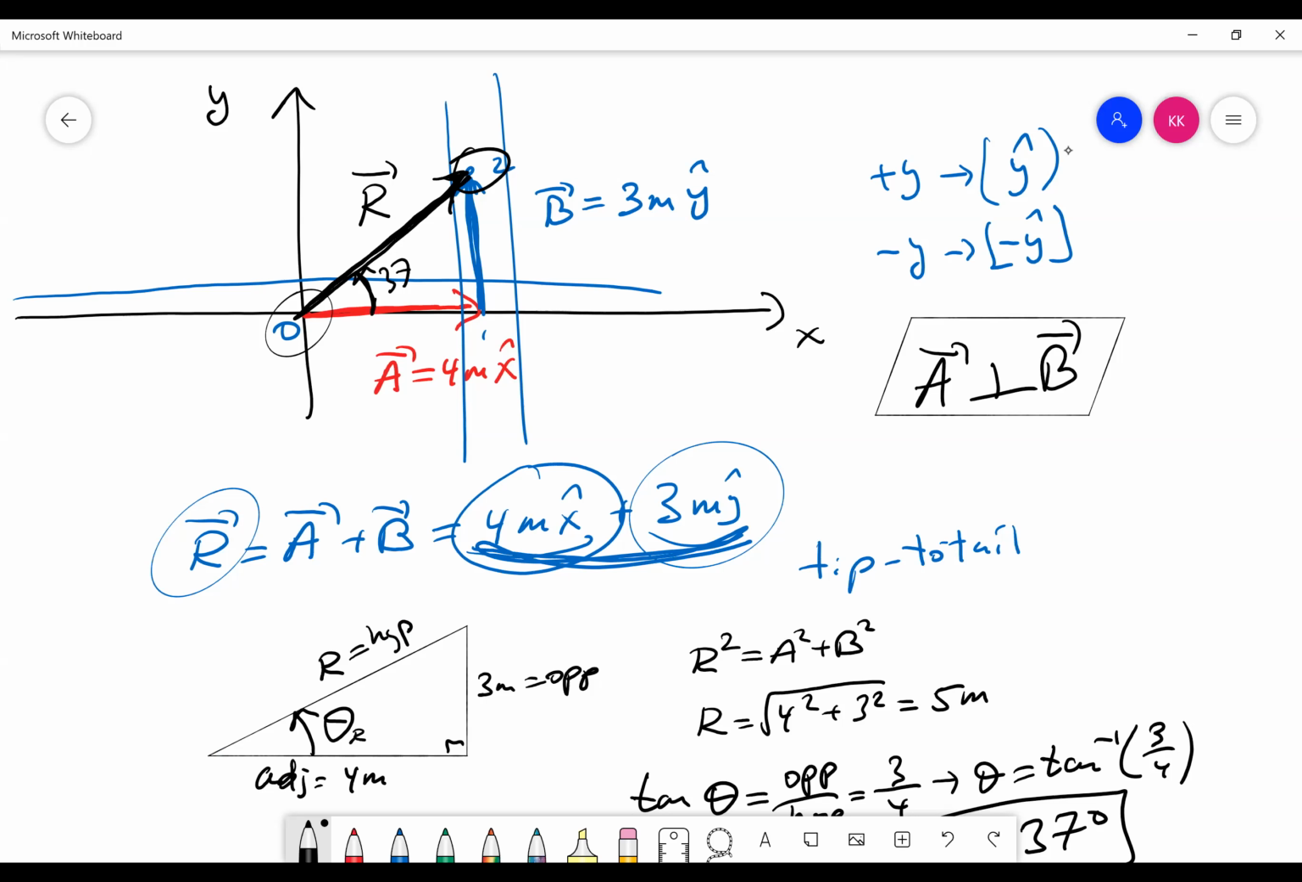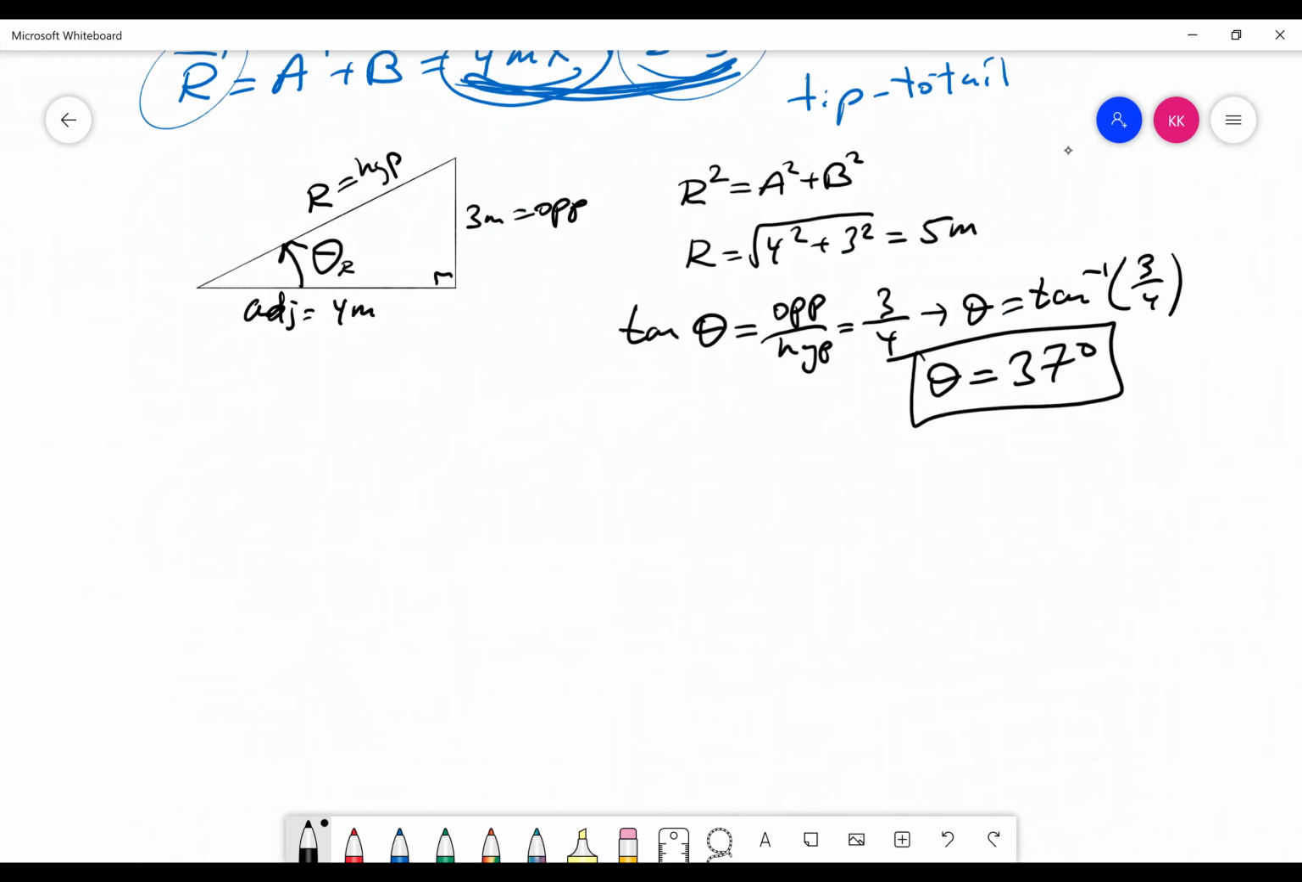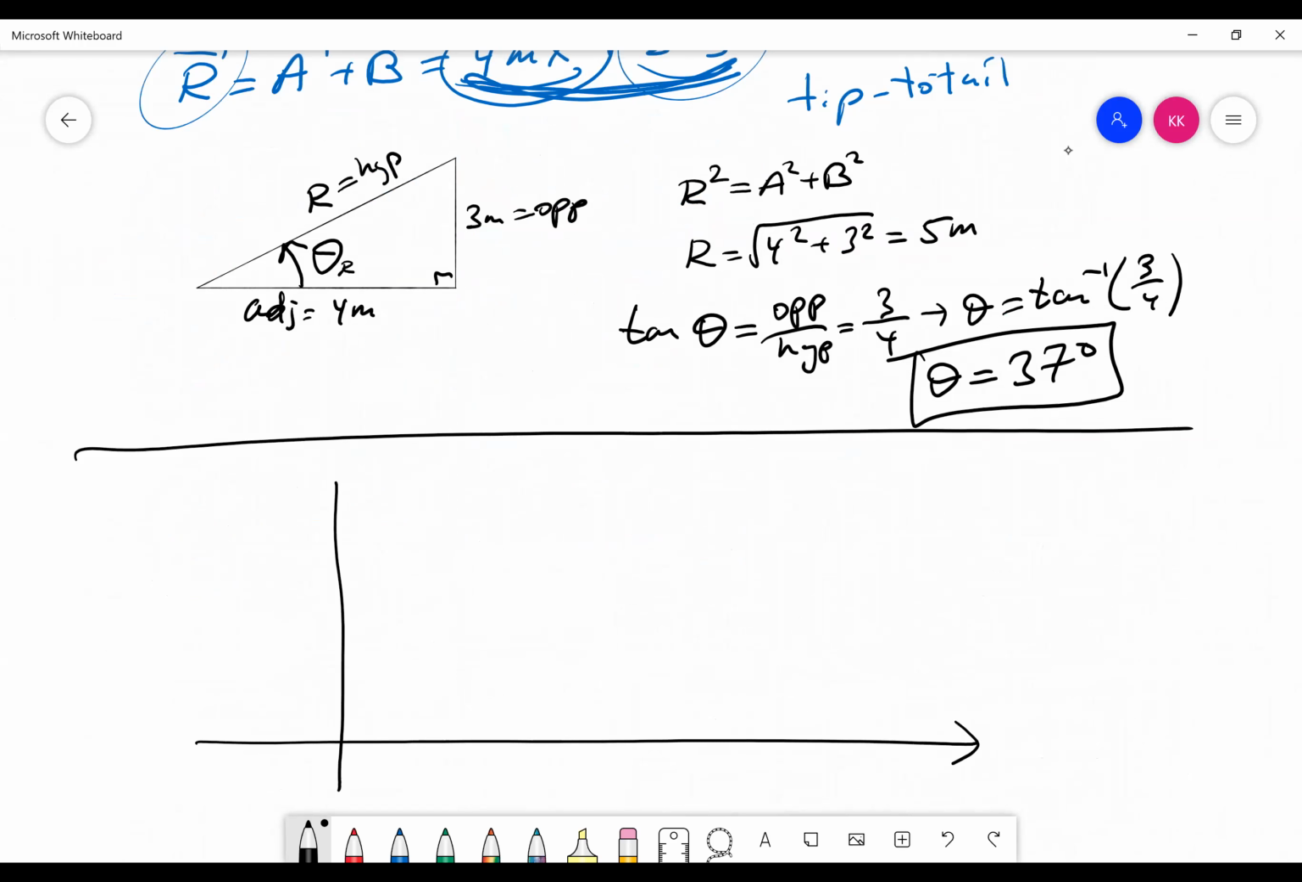So that's why vector addition can be relatively complicated if the vectors that you're adding are in different dimensions. But in this case, even though they are different dimensions, because they're perpendicular, you can use the Pythagorean theorem to find the resultant relatively easily. Well, the problem here is when you get something like this. So let's say this is case 3.